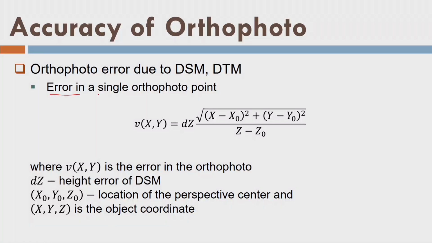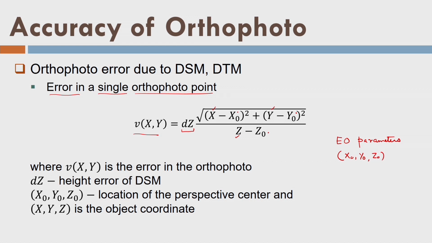Error in a single point, let us say, as I gave the example of a building corner, is given by this. Here we can see dz is the height error of the DSM or DTM, and x and y are basically the object coordinates, the x and y coordinates of the corner of a building, and similarly it has a z coordinate. So, what are x0, y0 and z0? They are basically the location of the perspective center given by the EO parameters x0, y0 and z0, and the remaining parameters we are not considering here.